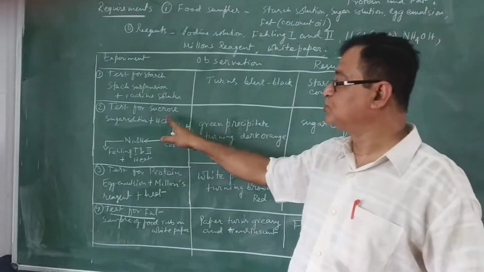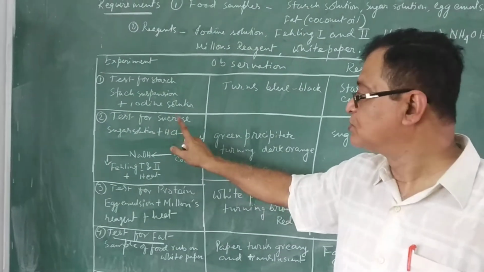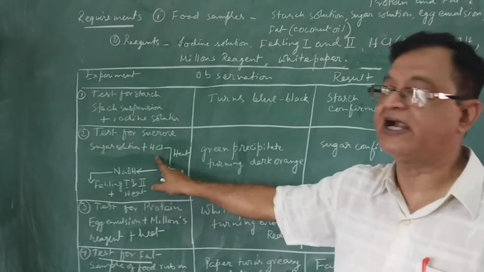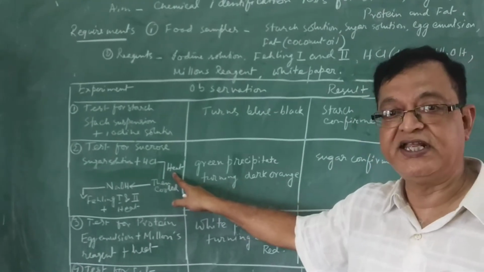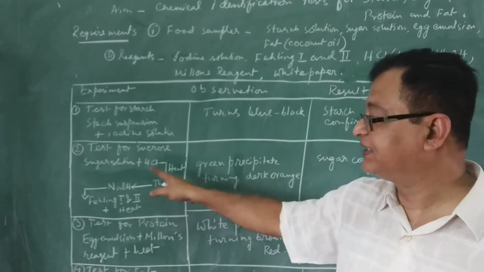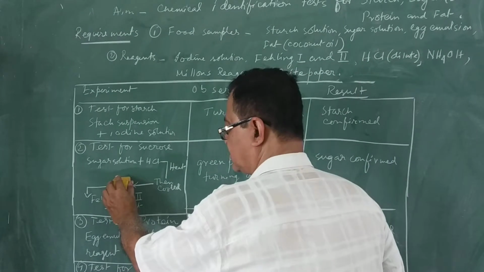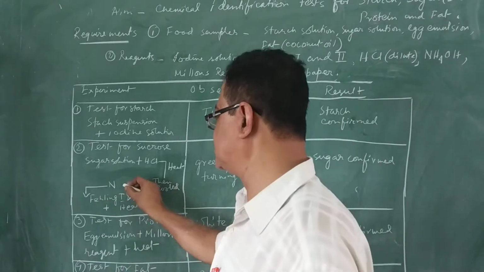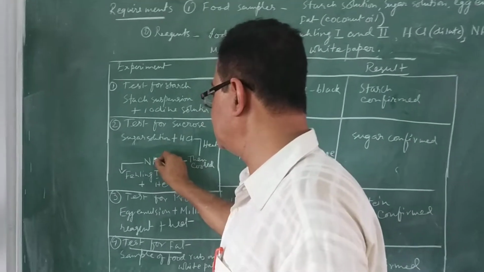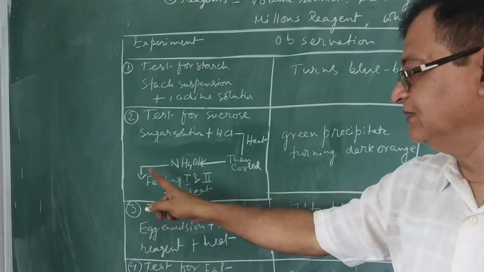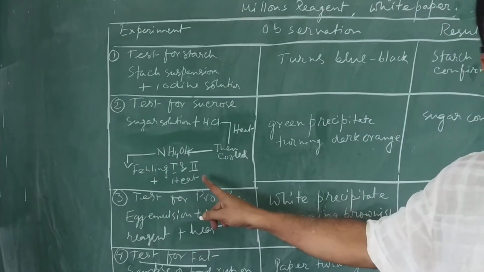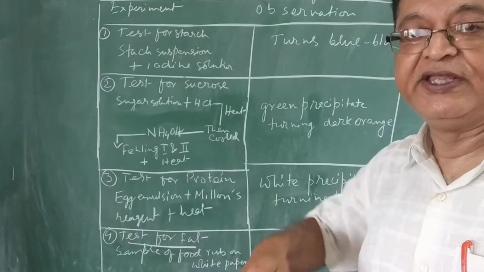We take for sucrose, it is a little complicated. Sucrose solution we take, first we add hydrochloric acid, then we heat it. After heating we cool it. After that we add NH4OH, that means a base, and then we add Fehling 1 and Fehling 2, then we heat.